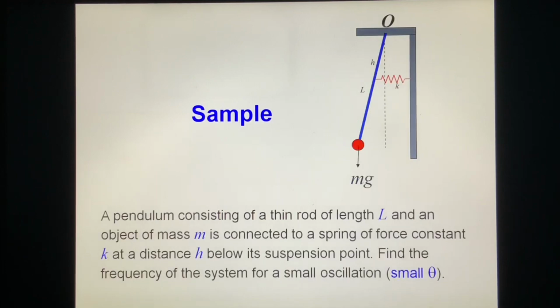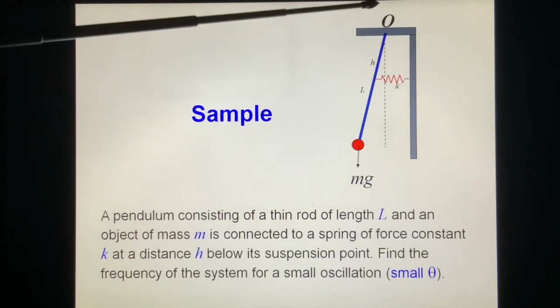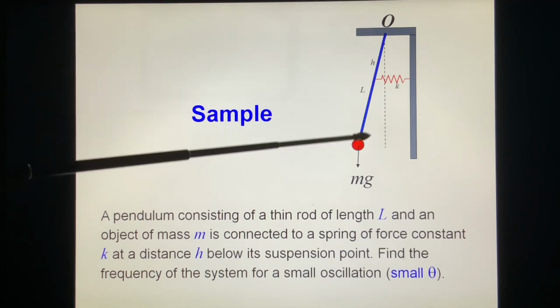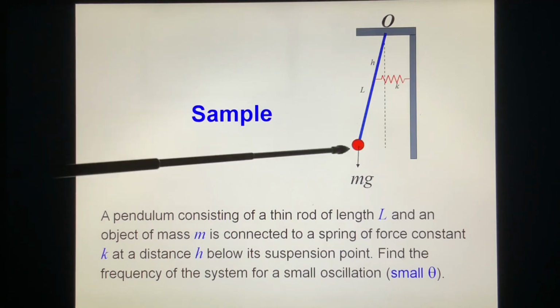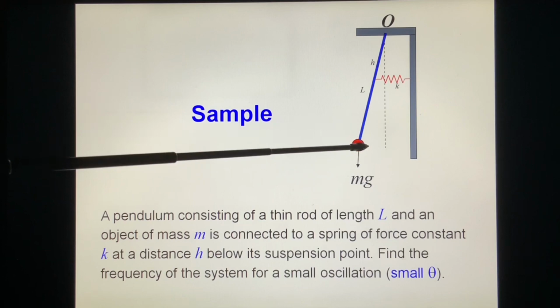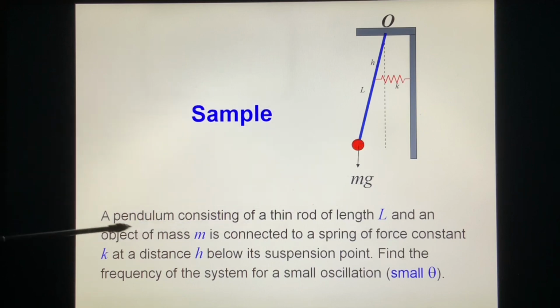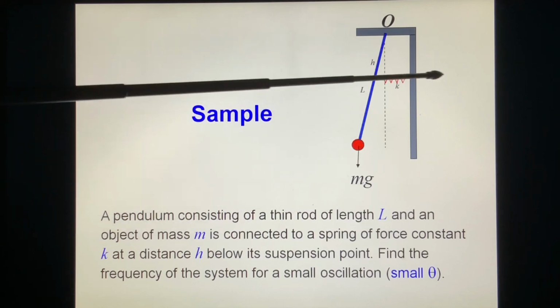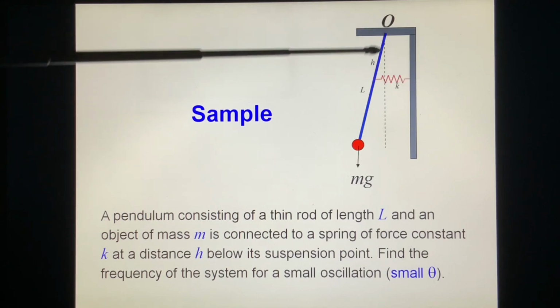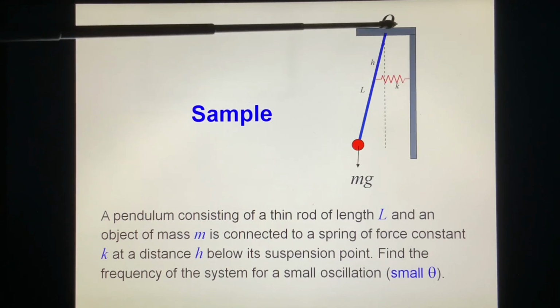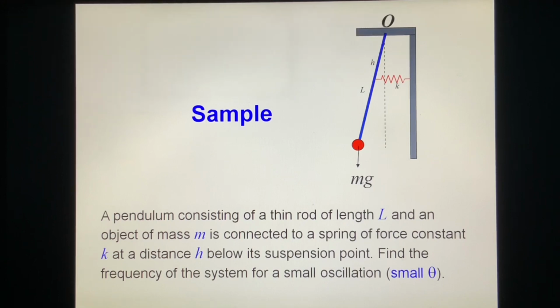Sample. A pendulum consists of a thin rod of mass m and an object of mass m. This pendulum is connected to a spring of force constant K at a distance h below its suspension point. Find the frequency of the system for a small oscillation, meaning small theta.